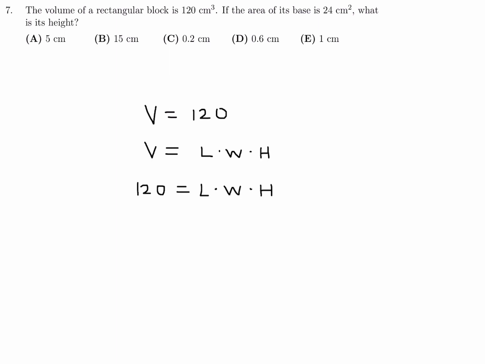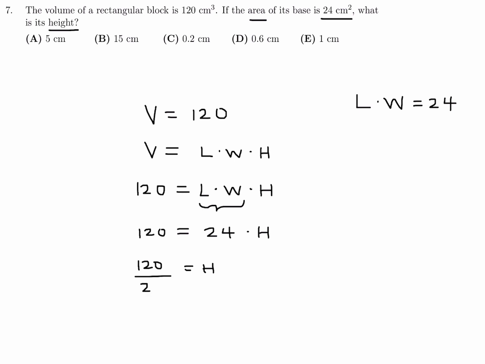Now they tell you also that the area of the base is 24. Well, the base is usually, in a rectangular block, a rectangle, and the area of the base is length times width, and they tell you that's 24. So this LW is 24. So we have 120 equals 24 times h. And now we have to figure out the height, so it's just going to be 120 divided by 24. So h is equal to 5. So number 7, the answer is A.